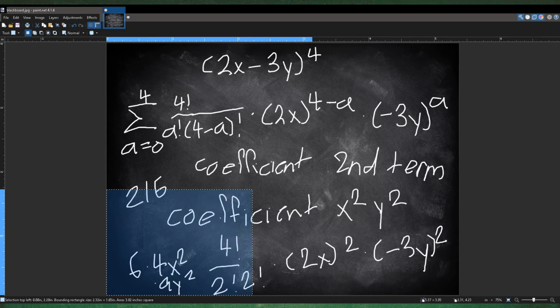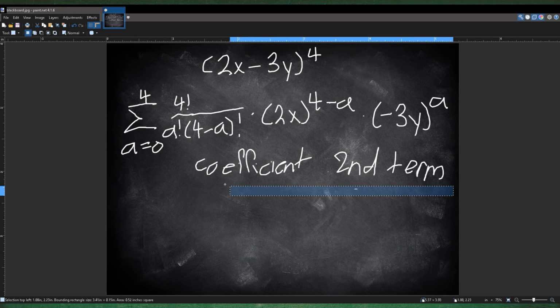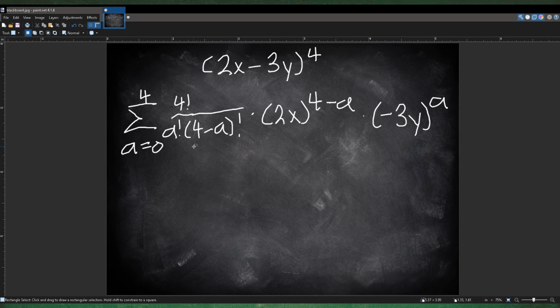And that's usually how you solve these types of questions. If you just understand the general form of how to write the binomial theorem, you should be fine. That basically covers everything for the binomial theorem.